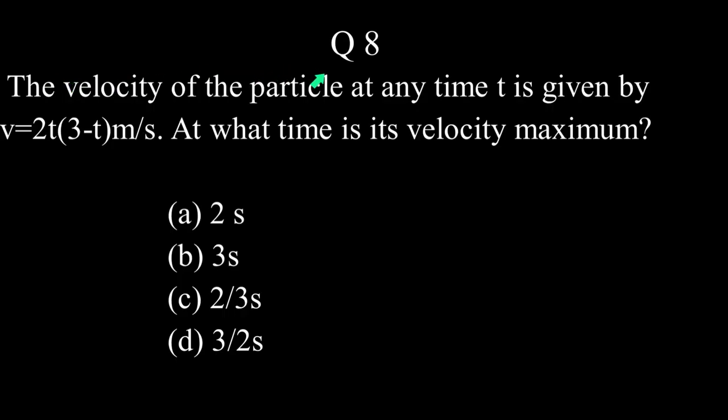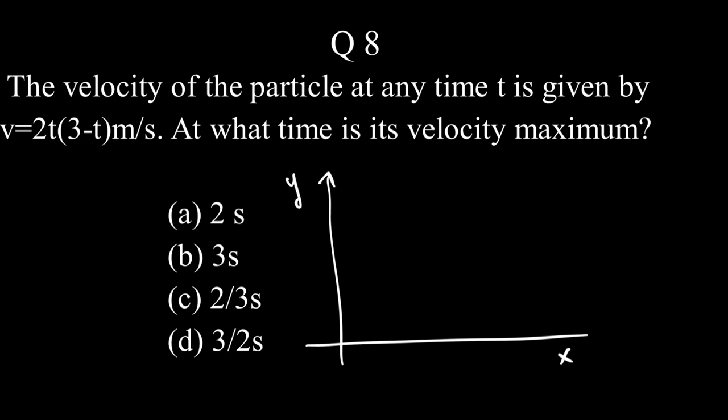The velocity of the particle at any time t is given by v is equal to t into 3 minus t meter per second. At what time is its velocity maximum? Okay, see, so before we go into the solution, let me just try to give a graphical interpretation of the concept here. See, let us assume we have a graph here which is drawn like this with the y-axis and the x-axis, and say this is the curve.